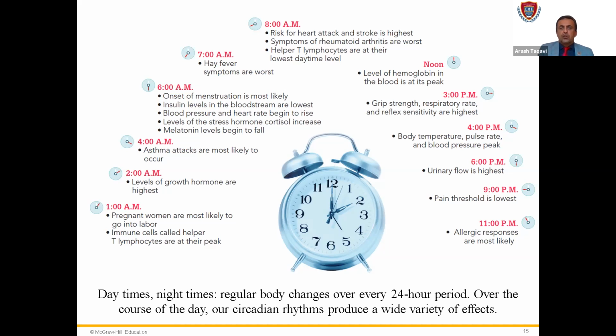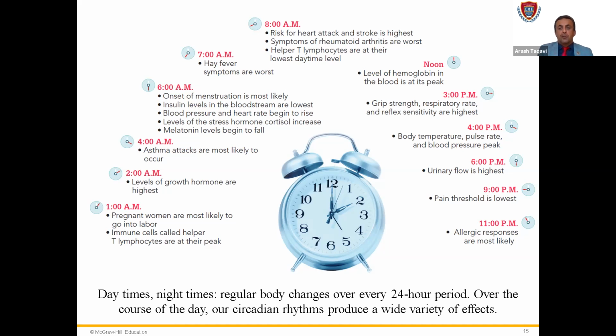And near noon, 12, level of hemoglobin in the blood is at its peak. At 3 p.m., grip strength, respiratory rate, and reflex sensitivity are the highest. Because of that, we say between 3 p.m. to 5 p.m. is the best time for onset of your physical activity, for example, regular practices also if you can, and you have free time.